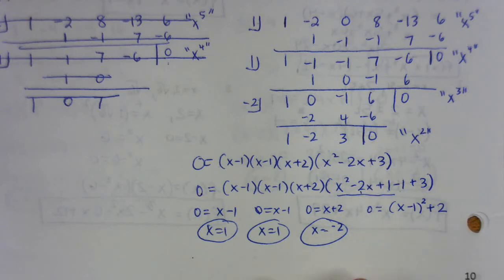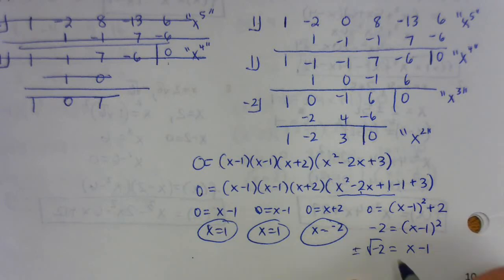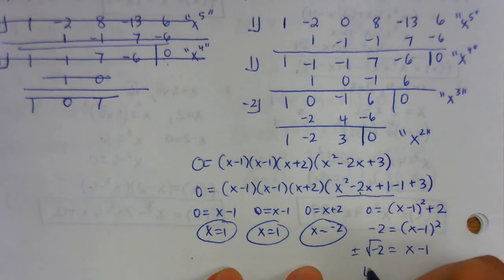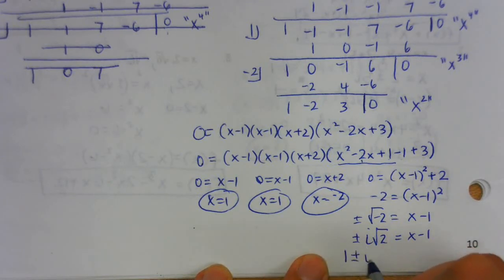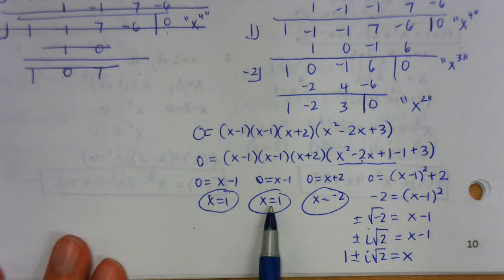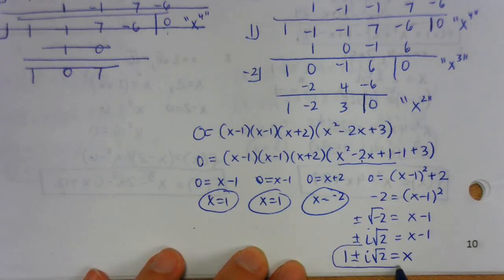We're going to subtract 2 from both sides. We're going to take the square root, plus or minus. And again, the square root of a negative is i, so we have plus or minus i root 2 equals x minus 1. And finally, we're going to add 1 to the other side. So I get 1 plus or minus i root 2 is equal to x. So I have one solution, two solutions, three solutions, and my other two solutions are right here: 1 plus i root 2 and 1 minus i root 2.